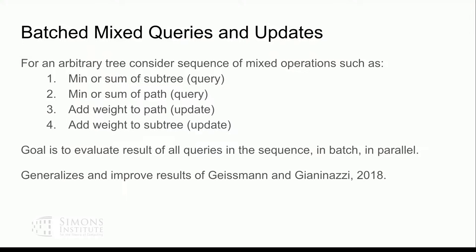So let's say we want to support a dynamic data structure that supports these. In the sequential world, it's well known how to do this using top trees, RC trees, link-cut trees. The original ones weren't designed for subtrees, but you can modify those so they work for subtree operations. But now we have a sequence of these, a mix of updates and queries, and we want every query to answer relative to just what was in front of it. But we want to do that batch in parallel. Okay, so that's the goal.